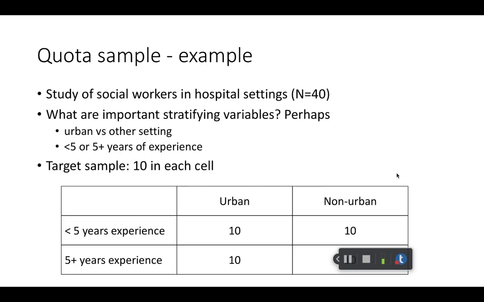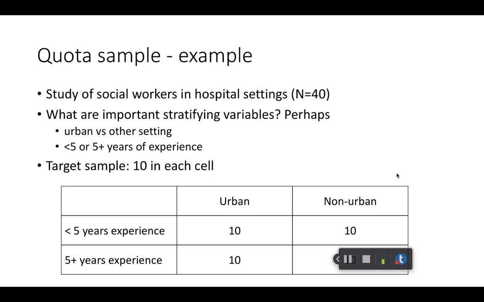So here's an example of a quota sample. Let's say we're interested in studying social workers in hospital settings, and we think we want a sample size of about 40 people. We first ask ourselves, well, what are the important stratifying variables? What kinds of people do we want to make sure we have represented in our sample? And perhaps we decide that some of the important differences among social workers in hospital settings might be represented by an urban versus other setting split.